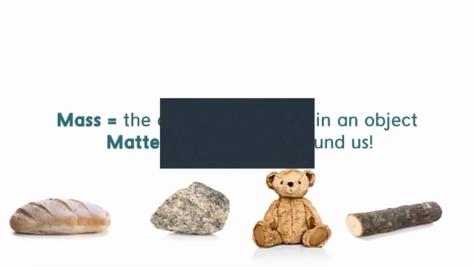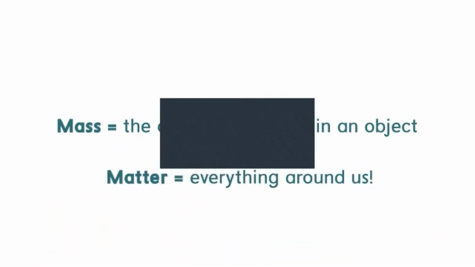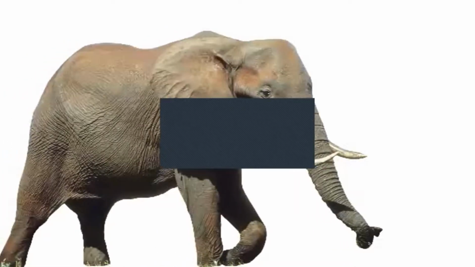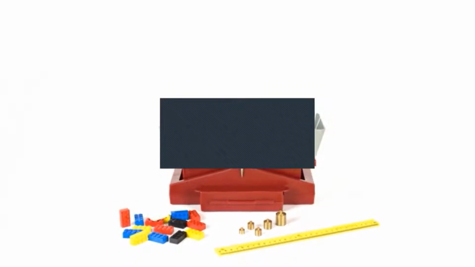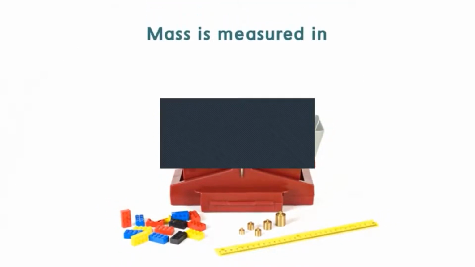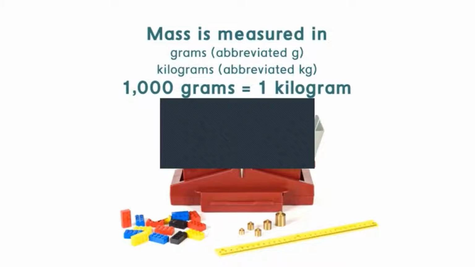Mass is the amount of matter in an object. If something is made up of matter, it has mass. So the mass, or amount of matter, of an elephant is going to be greater than the mass of a paperclip. We can measure mass using a tool called a pan balance. The units of measurement for mass are grams, abbreviated lowercase g, and kilograms, abbreviated lowercase kg. There are 1,000 grams in 1 kilogram.